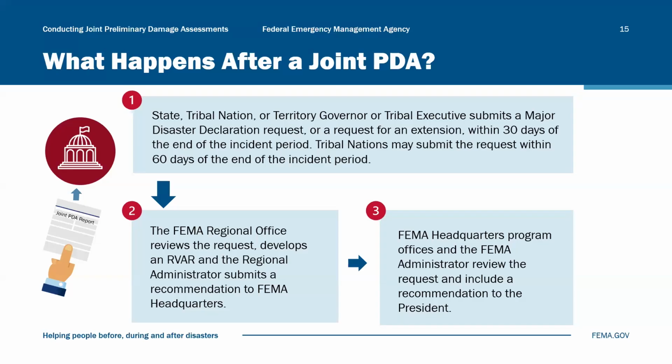The regional administrator will submit a recommendation to the associate administrator for the Office of Response and Recovery at FEMA headquarters. FEMA headquarters program offices and the FEMA administrator will review the request package and include the administrator's recommendation for submission for a final decision to the president. If approved, FEMA works with state, tribal, territorial, and local officials to implement public assistance and/or individual assistance programs to support recovery efforts.